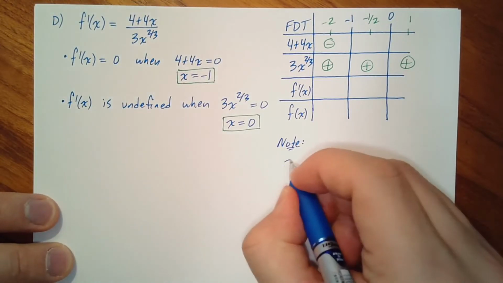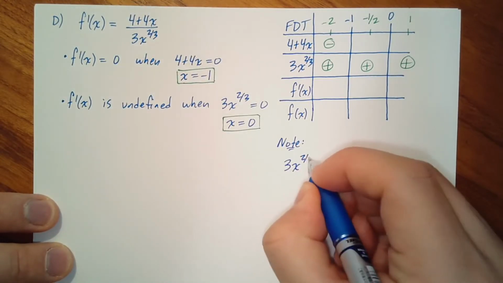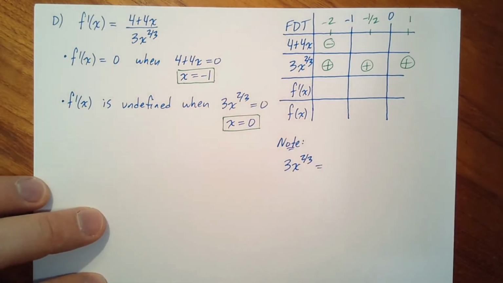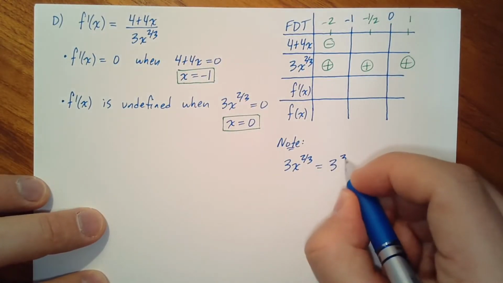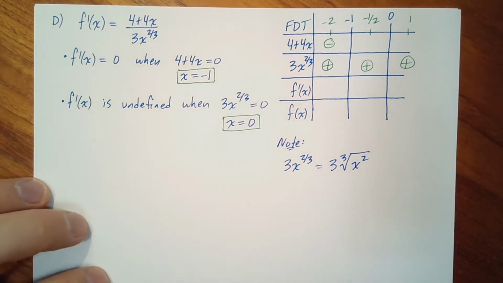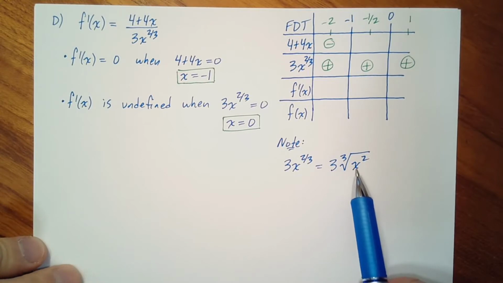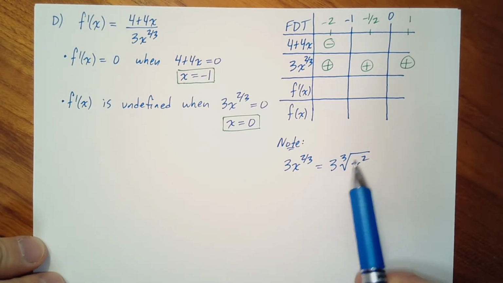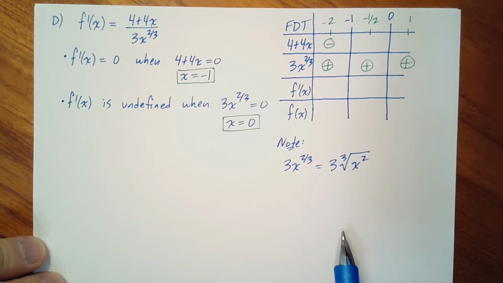Okay, 3x to the 2/3 is actually, what is that as a radical? That's going to be 3 times the cube root of x squared. So no matter what you plug in for x, you're going to square it. And this part inside the cube root is going to be positive. So you have the cube root of a positive number, which is going to be positive, multiplied by 3, which is also positive. Okay, so watch out for little things like that.